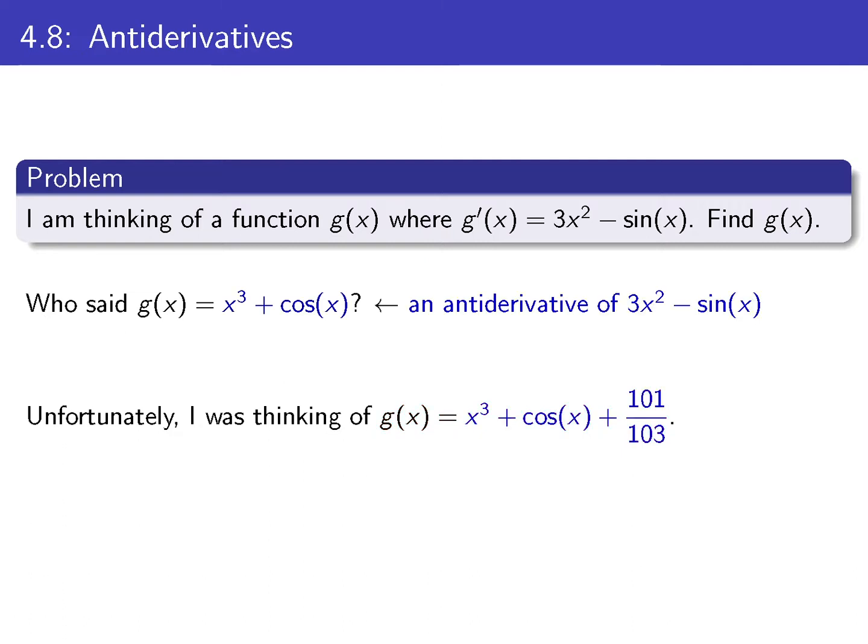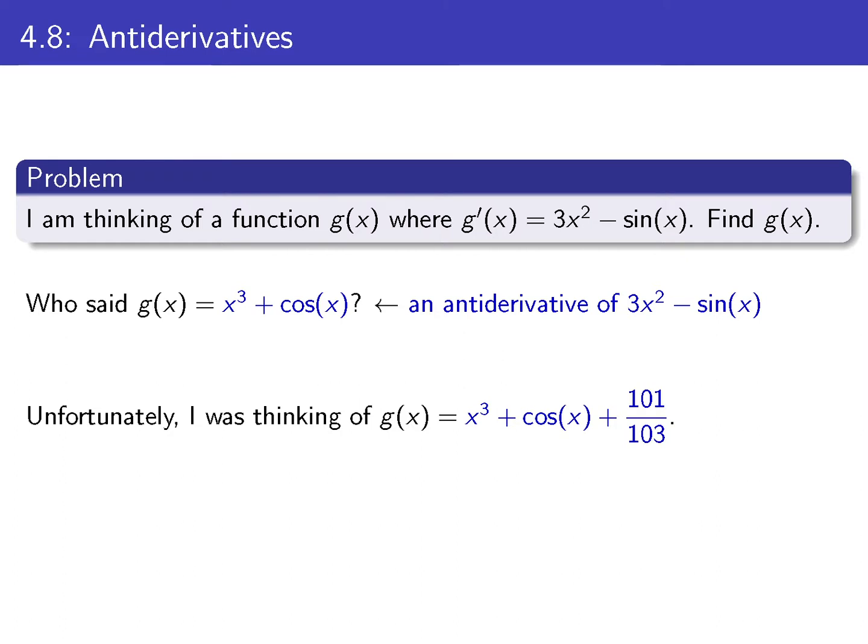Before we move on, let me introduce the term antiderivative. Both these expressions are antiderivatives of 3x squared minus sine of x, because the derivative of both of them is 3x squared minus sine of x. Notice that I said an antiderivative. Any given function can have many antiderivatives, as we will see shortly.